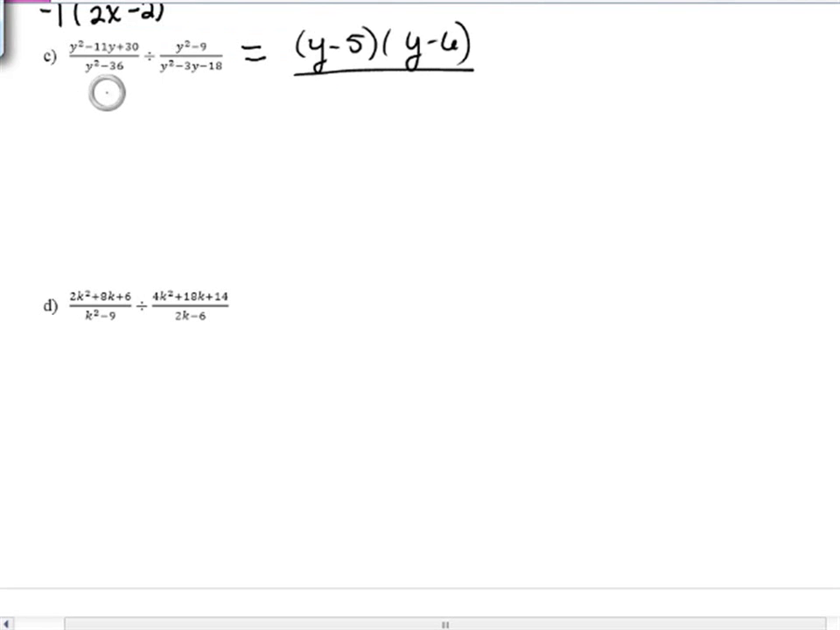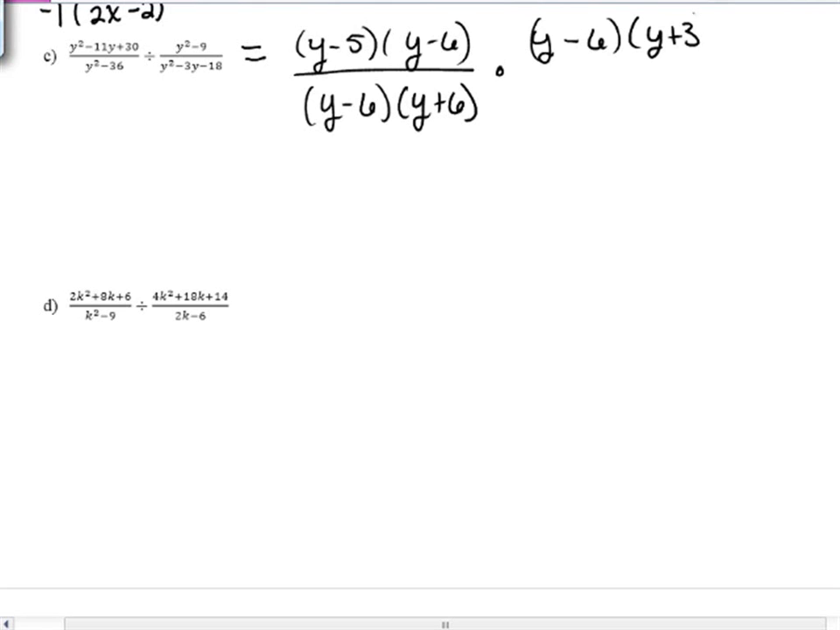Y squared minus 36 is the difference of two perfect squares, and that will factor as y minus 6 times y plus 6. And then change the division to multiplication, and we're going to flip this upside down, so I'm going to look at the denominator first. I need to factor negative 18, so the sum of those two factors will give me negative 3. That will factor then as y minus 6 times y plus 3.